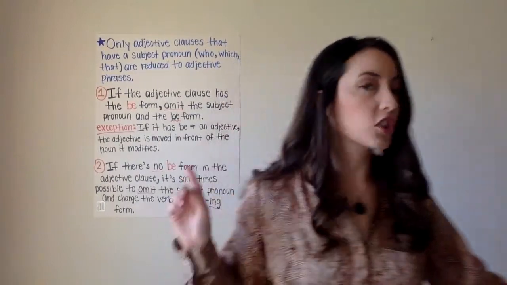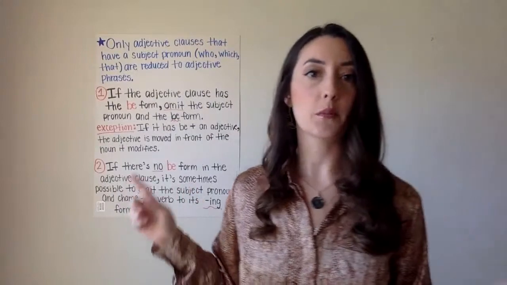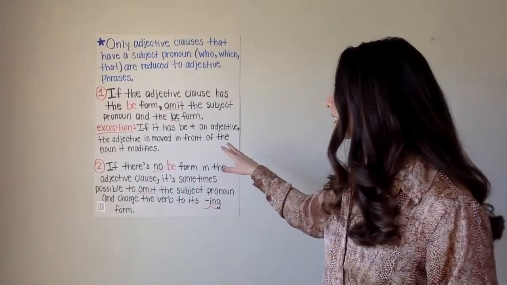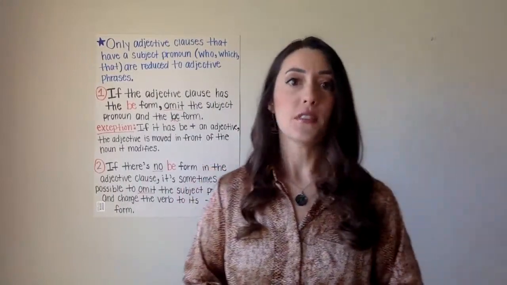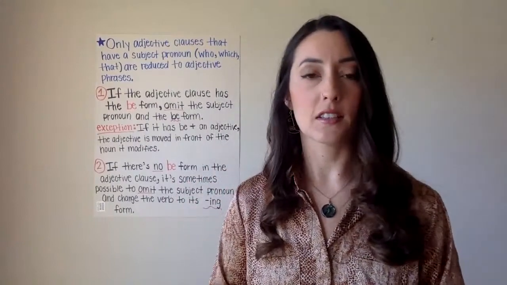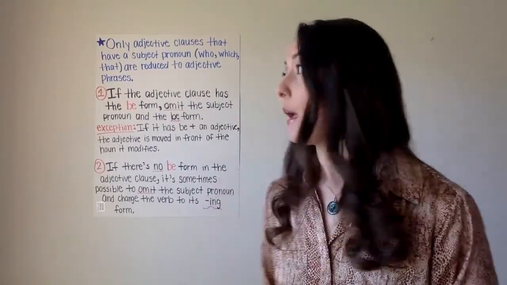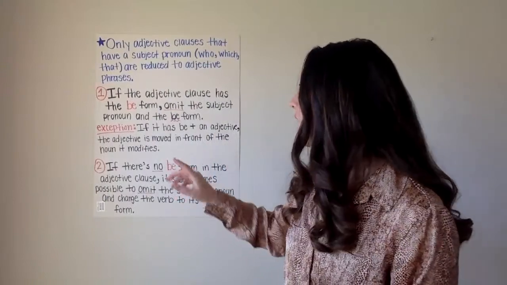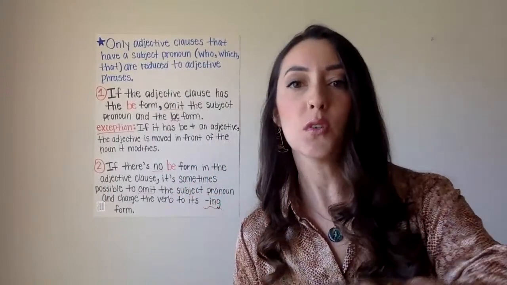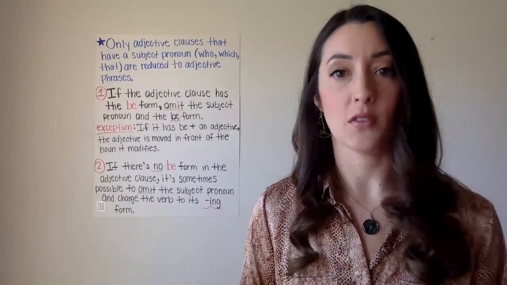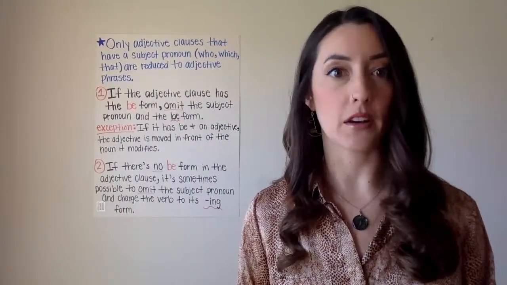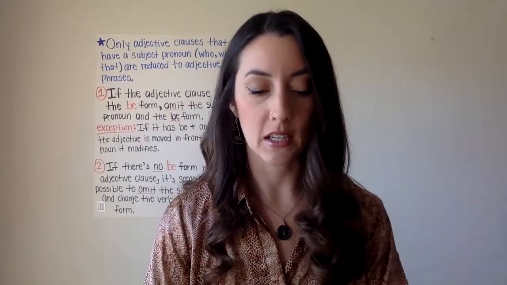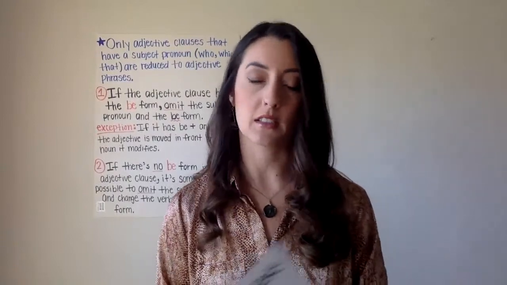Now, I wanted to touch on an exception really quickly before we move on to Rule 2. So there is an exception in this. If the adjective clause has the verb form be plus a single adjective, the adjective has to be moved in front of the noun that it's modifying, okay? So let me show you an example, and then we'll do one to practice.